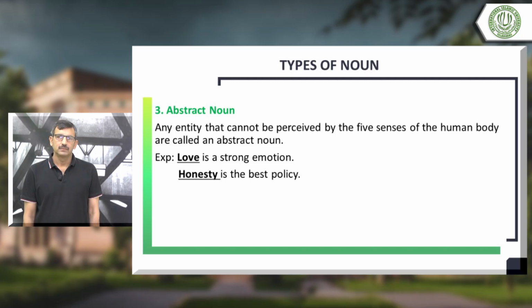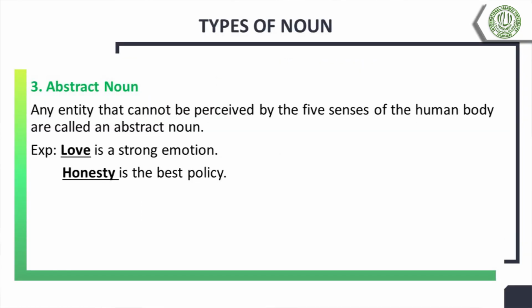Examples are happiness, war, peace, etc. For example, love is a strong emotion. In this sentence, love is an abstract noun. Another example is honesty is the best policy. In this sentence, honesty is also an abstract noun.